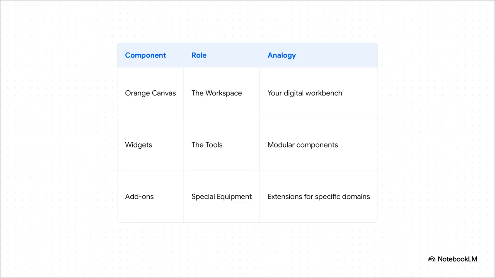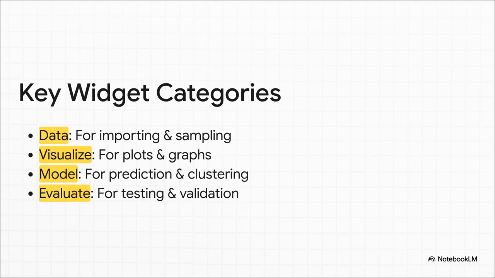First, you've got the Orange canvas. That's your main workspace. Then you have the widgets, which are basically your tools. Each one does a specific job, like loading data or making a graph. And finally, you have add-ons, which are like the special equipment you bring in for specific tasks, like text mining or bioinformatics. Just think of these widgets as digital Lego blocks, and you have a ton to play with.